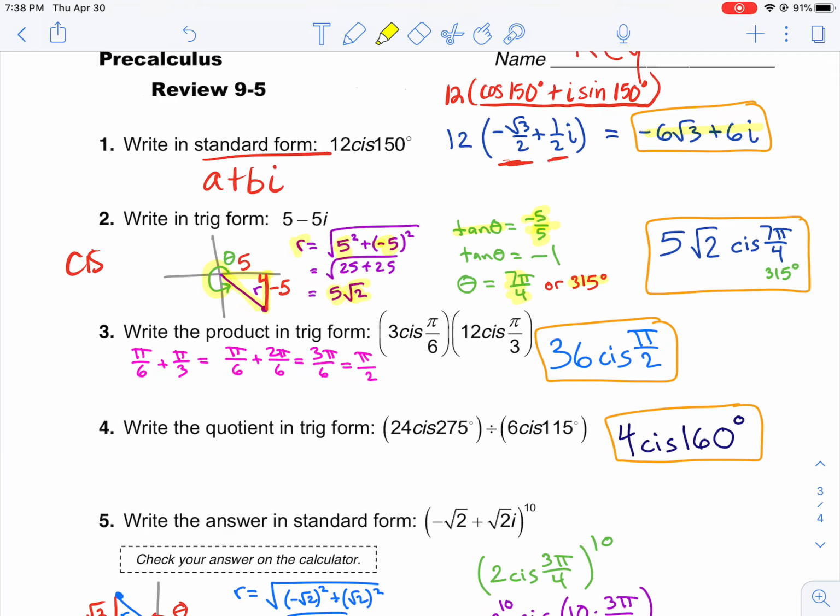And so the r value is 5 root 2. And in order to put it in trig form, we're going to say r cis theta. So we have 5 root 2 cis 7 pi over 4.